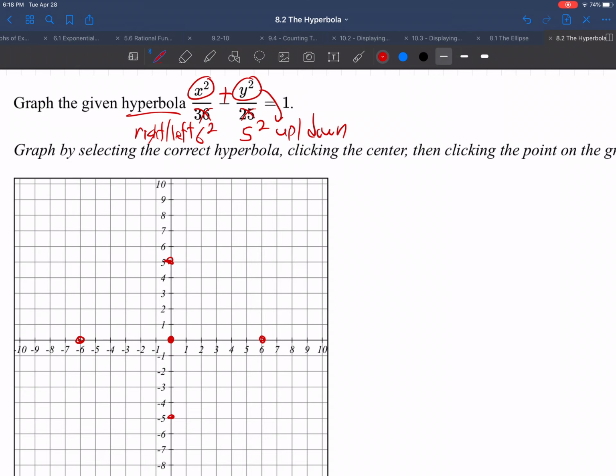Here's where it gets different. If this was a plus sign in the middle and this was an ellipse equation, I would now draw the oval, the ellipse, wouldn't I? But this is not an ellipse. So instead, you make a box. Use those same points, but instead of making an oval, you make a dotted box. Now, why dotted? That means it's not really there. It's just kind of a guide to the graph. It's not really part of the graph. Whenever you put something dotted on a graph, you're saying it's not really part of the graph. It's just a guide for the graph.